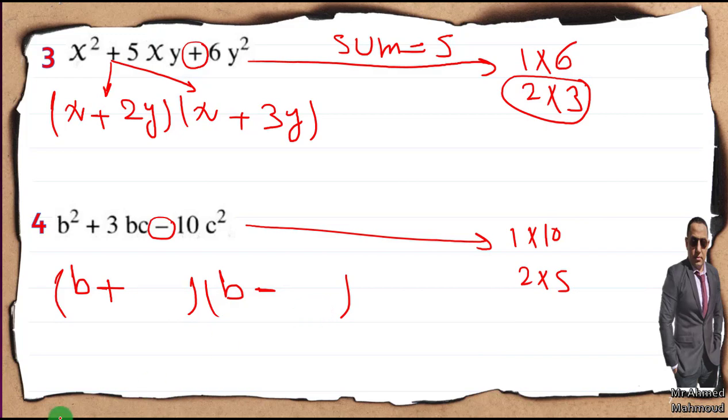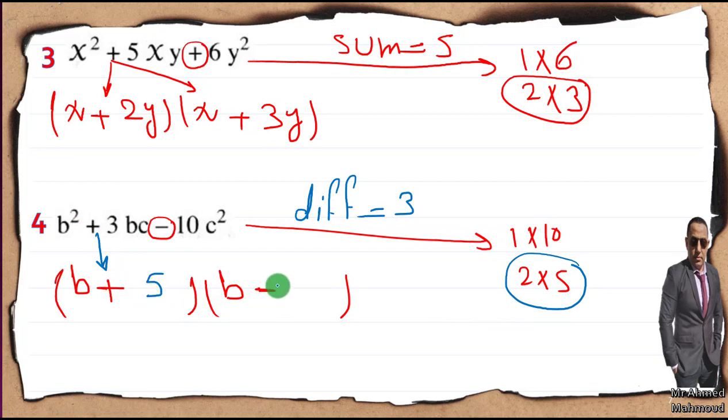But now I need two numbers whose difference equals 3. Because this is minus, the difference equals 3. What two numbers have a difference of 3? Yes, they are 2 and 5. The middle sign is positive, so I'm going to write the bigger factor here and the smaller factor here, because the bigger always goes with the sign of the middle.